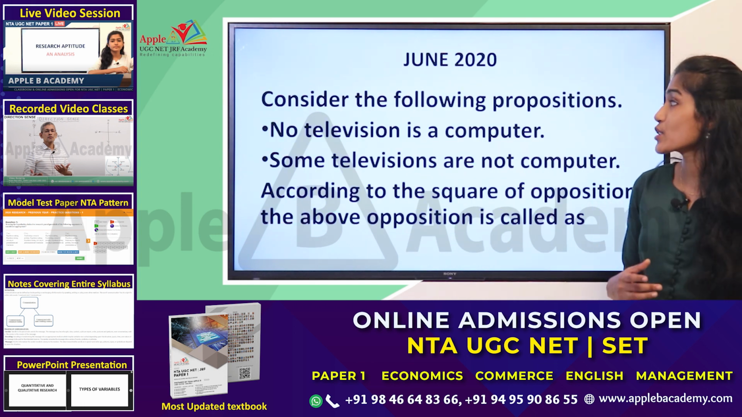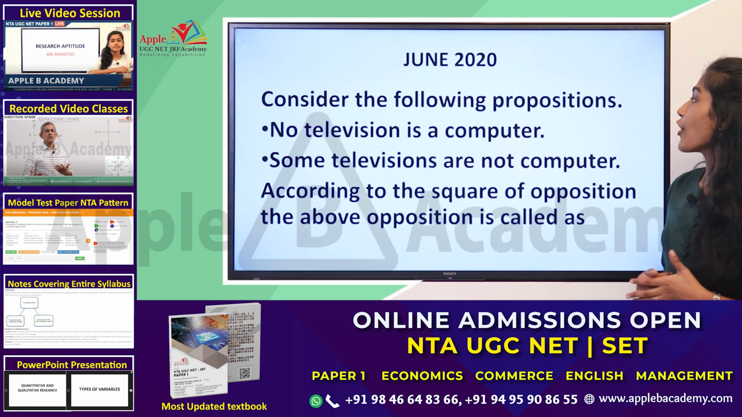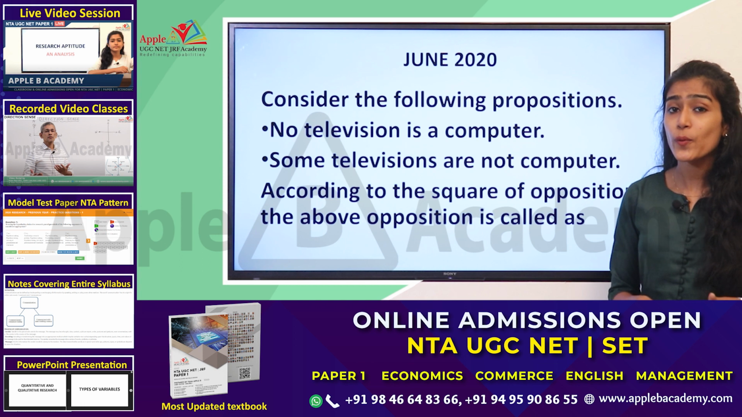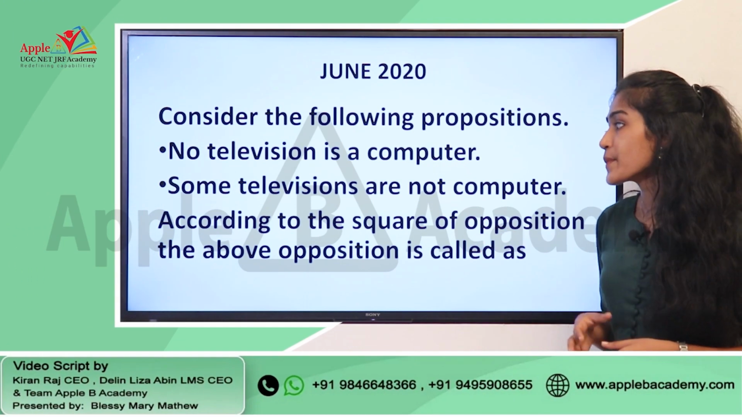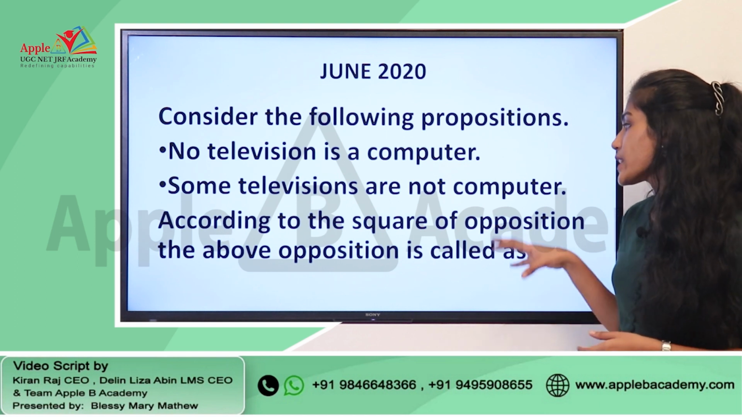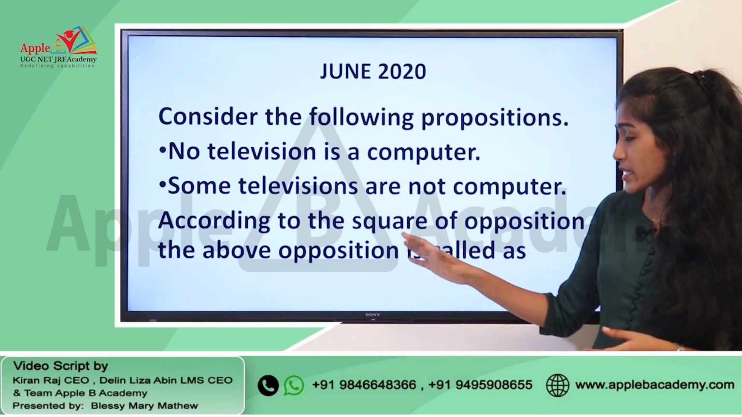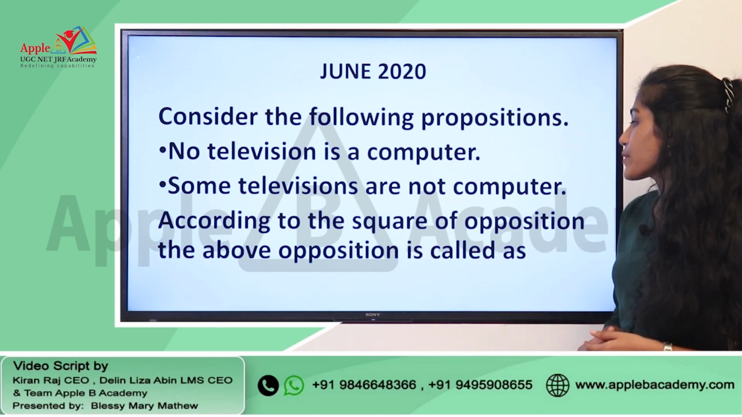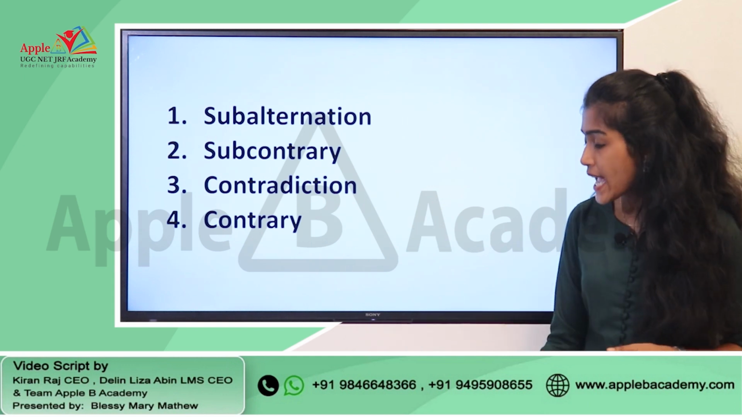So here you have the first question. This was asked in June 2020. Consider the following propositions. You are given two propositions: No television is a computer. Some televisions are not computers. So you are given two propositions, and the question goes like this: according to the square of opposition, the above opposition is called as, and you have four different options as well.